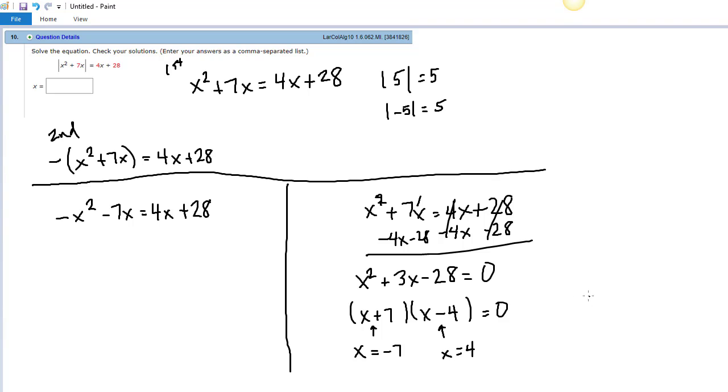Again, if you need that little step of actually solving them out and doing your algebra to prove to yourself that it's negative 7, that's why it is. And do the same thing with x minus 4.